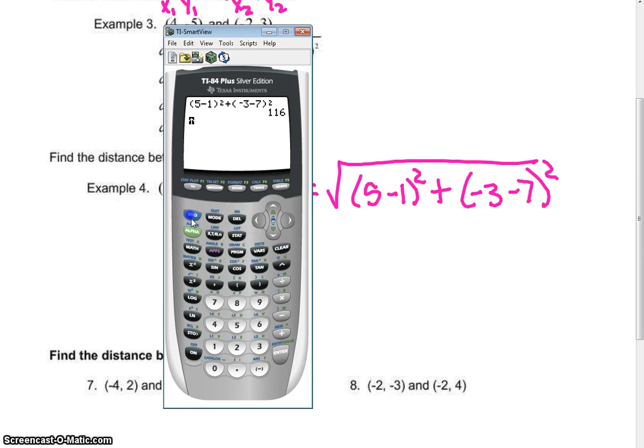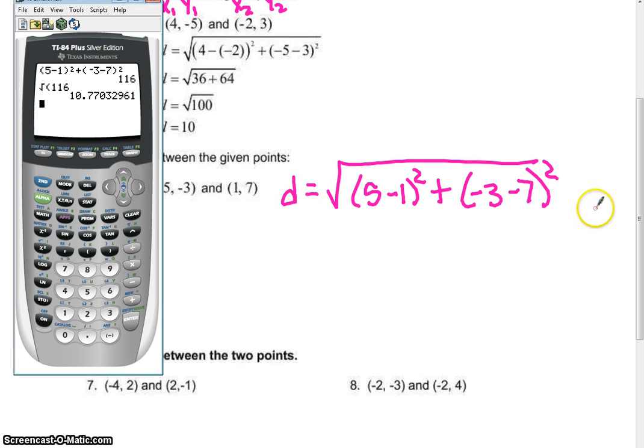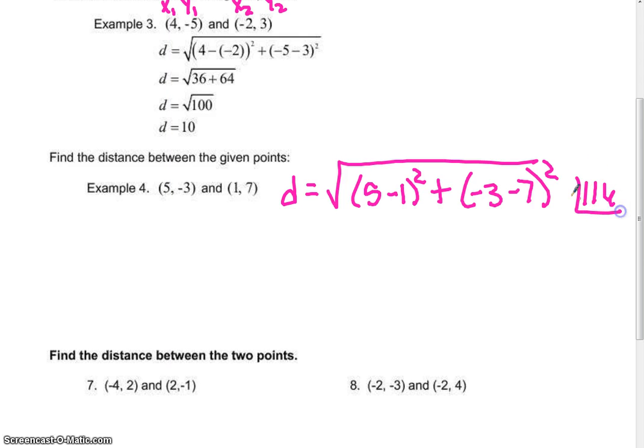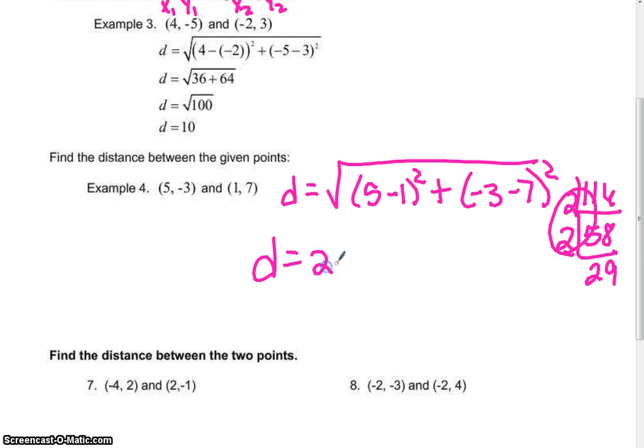So it's the square root of 116. I do recommend seeing if it's a perfect square. Square root of 116 is 10.7. So it's not going to be a perfect square, so I'm going to say 116, and I'm going to divide it by 2. 2 will go into 116, 58. Divide it by 2. 2 will go into 58, 29. So your distance is equal to 2 square root of 29. This is the one time that you will not put a plus or minus in front of it, because we are talking about distance, and you cannot have a negative distance.